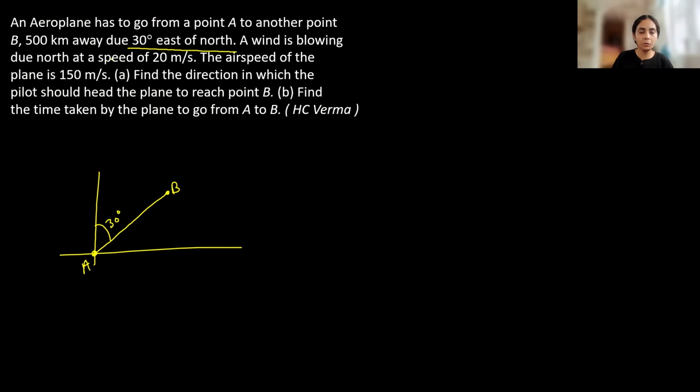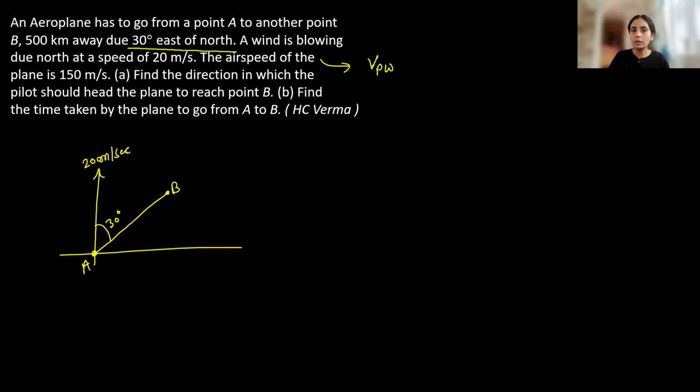So this is this thing. A wind is blowing due north at a speed of 20 meter per second. So इधर की तरफ wind है, 20 meter per second से blow कर रहा है. Now the air speed of the plane is 150 meter per second. What is the air speed of plane? Air speed of plane कहने का मतलब velocity of plane with respect to wind.